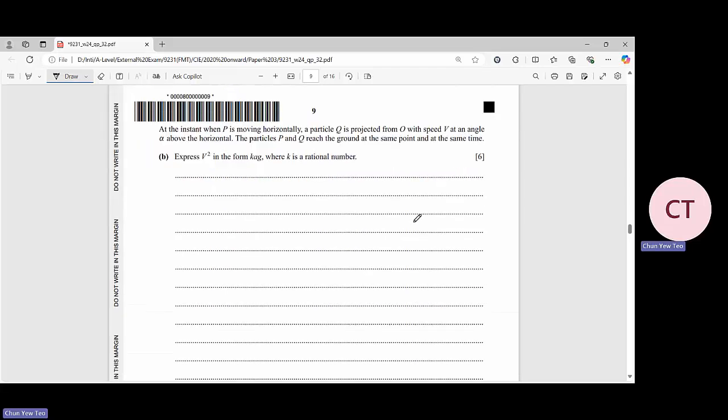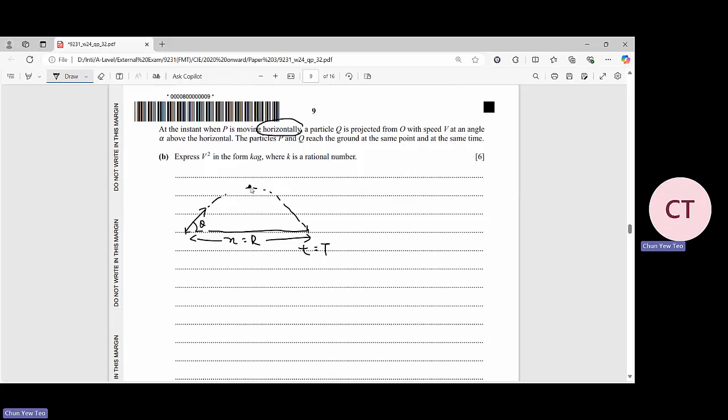At the instant when P is moving horizontally, the particle Q is projected from O with a speed u and an angle alpha above the horizontal. The particles P and Q reach the ground at the same point at the same time. So at first, P is projected with the angle theta. Eventually P will reach over here. The x over here is the range, and the time over here I call t.